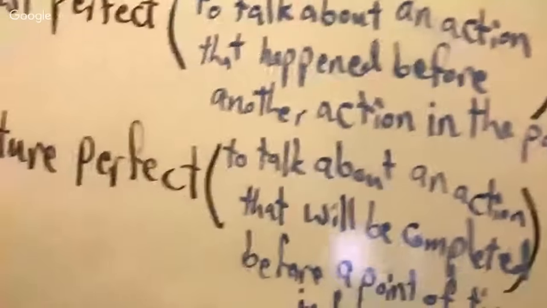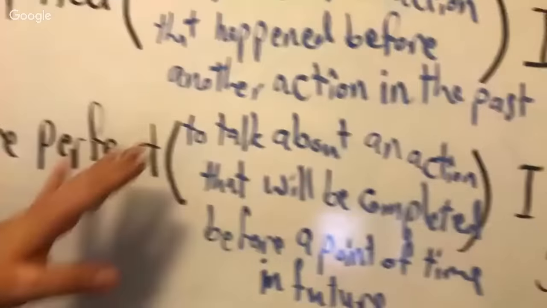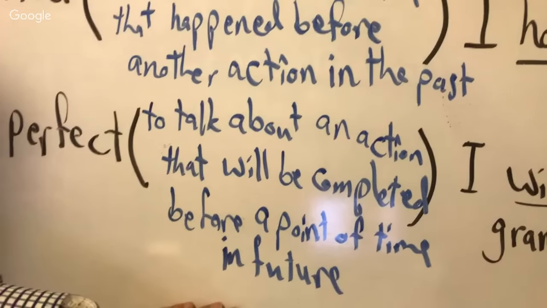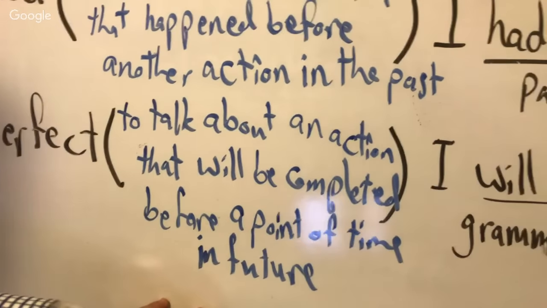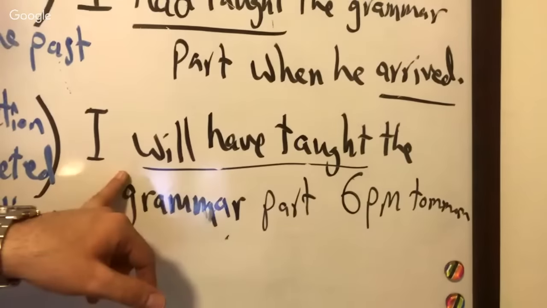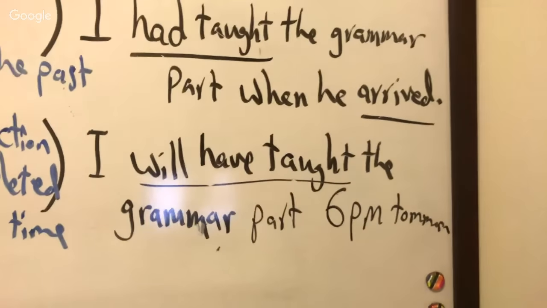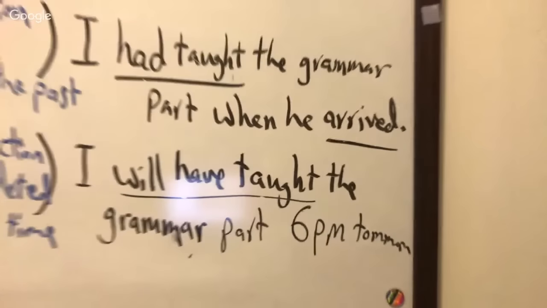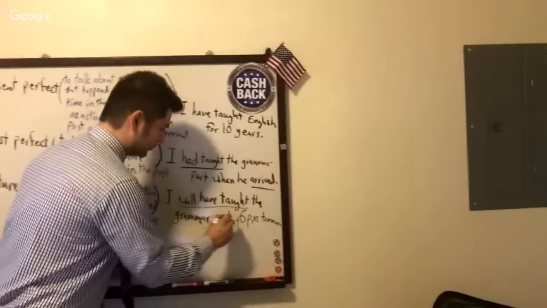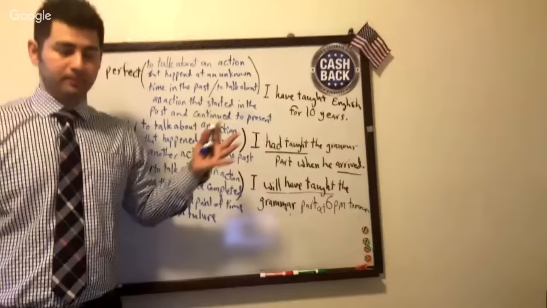And the last tense we talked about was future perfect. Let's talk about an action that will be completed before a point of time in the future. Let's say at 6 p.m. tomorrow, I will have taught the grammar part. I'm going to add an accent here. Tomorrow. There we go.